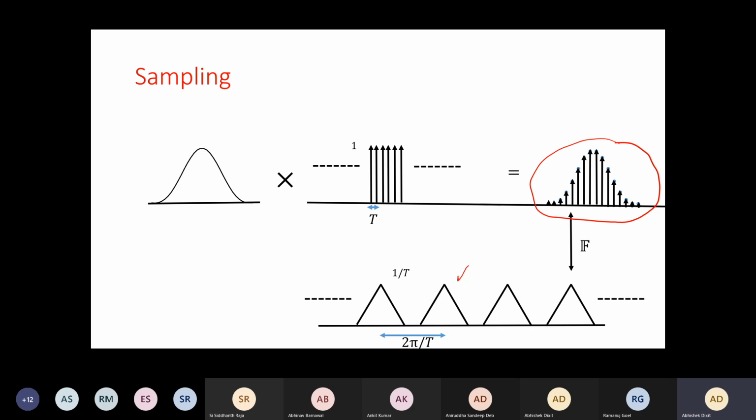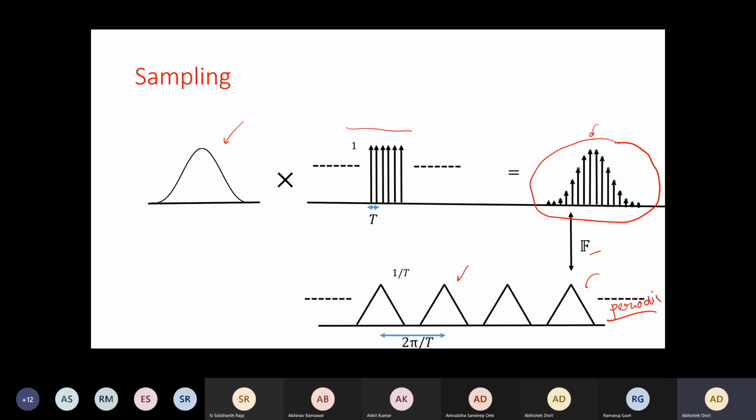So let me repeat. You have an original signal. We multiply this with an impulse train. We get a spectrum like this. Now in frequency domain, what would happen? We have a spectrum convolved with an impulse train. We will get such a spectrum. That means if you have a signal like this, the Fourier transform of this will be this. Now this is a periodic signal. You see, this is a periodic signal.